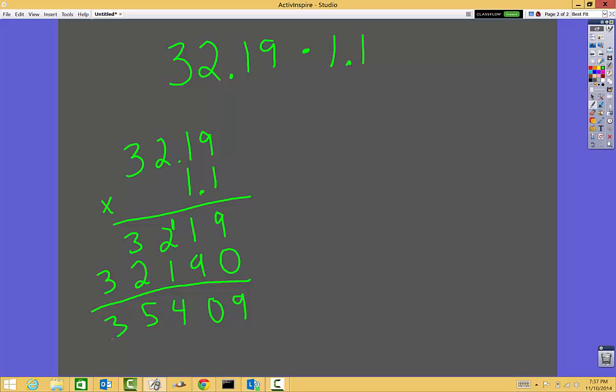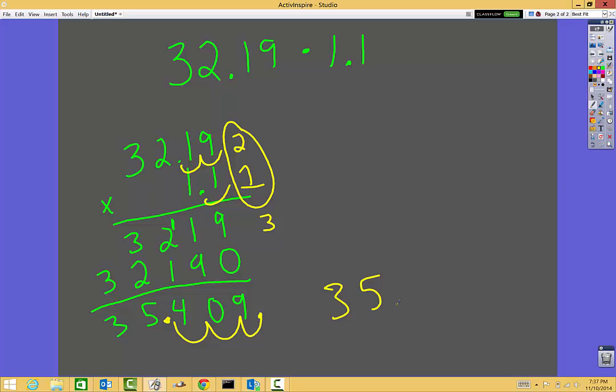And uh-oh, I forgot the decimal. What do I do? So I'm going to check. How many spots did I move this decimal? I moved it 2 times, and 1 time. And I just add it up, 2 plus 1, that is 3. So I'm going to move my decimal spot 1, 2, 3. And let's see what my final answer is. 35 and 409 thousandths.